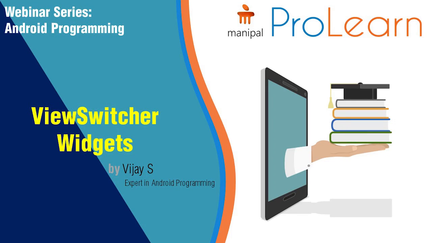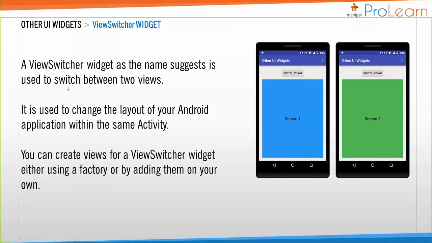A view switcher widget, as the name suggests, is used to switch between two views. That is, you will have two views created and you will be switching from one view to another view. It can be used to change the layout of your Android application within the same activity.